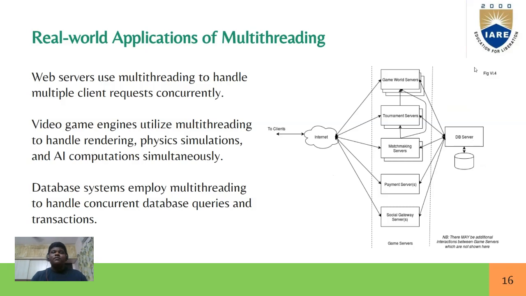Real world applications of multithreading. Web servers use multithreading to handle multiple client requests concurrently. Video game engines utilize multithreading to handle rendering, physics simulations, and AI computations simultaneously. Database systems employ multithreading to handle concurrent database queries and transactions.